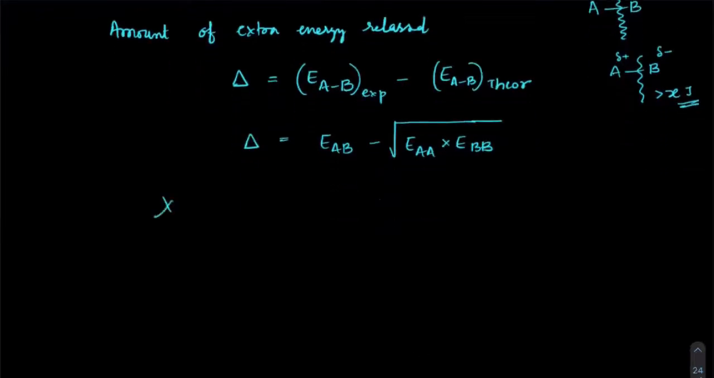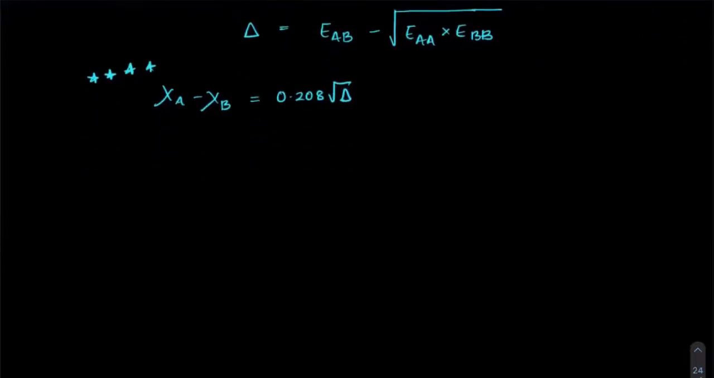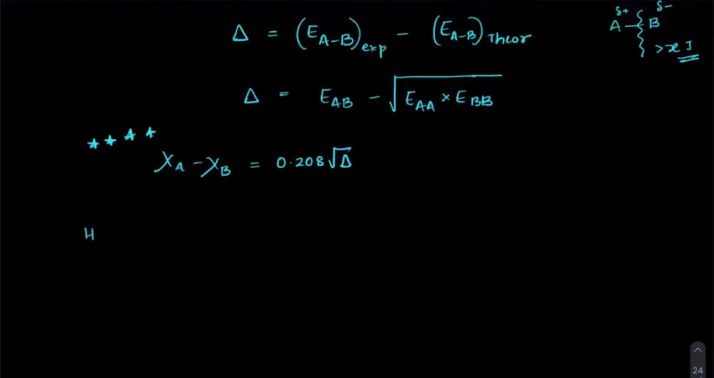So the electronegativity difference between these two atoms will be 0.208 under root of delta. Got it? This is called Pauling's formula, and this is the most important formula by which you calculate electronegativity difference of elements. I hope you can remember this. Direct questions have been asked on this formula to calculate electronegativity.